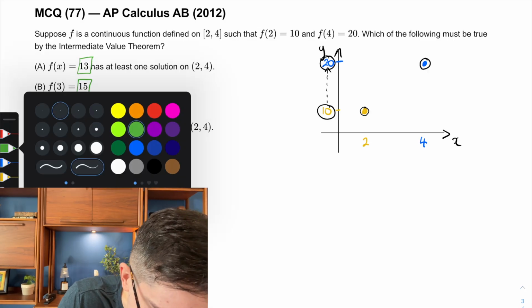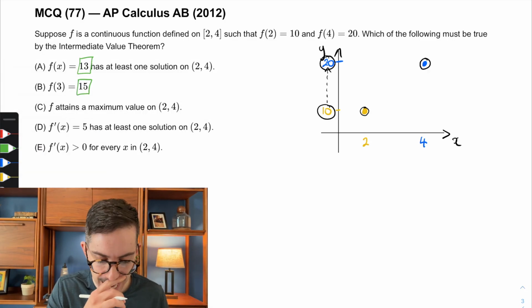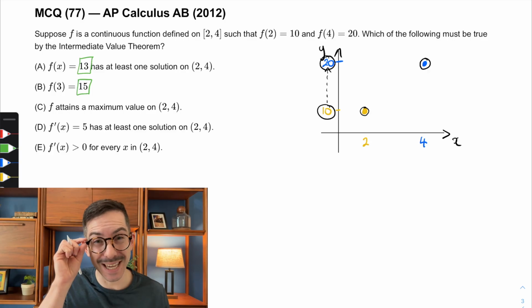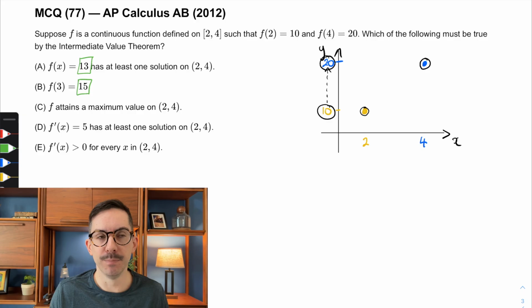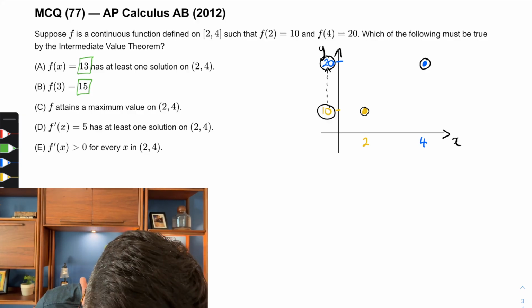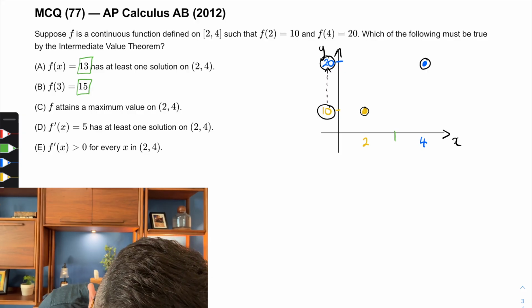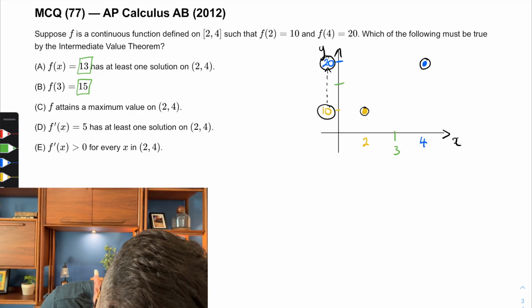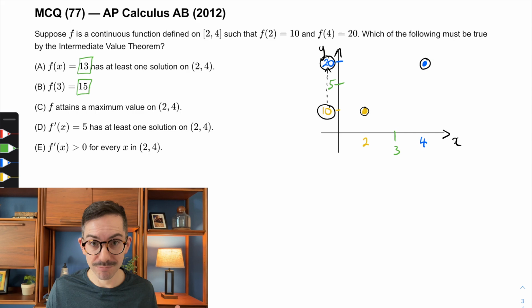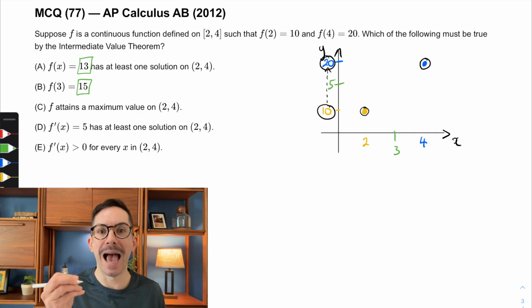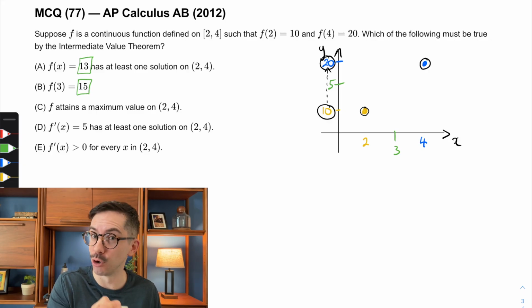So let's look at B. B says that f of 3 is supposed to be 15. Is that the case? Does that need to be true about this function because of the intermediate value theorem? Well, no. First of all, that is not what the conclusion of the intermediate value theorem looks like. It doesn't tell you anything for sure. It just tells you that something has to happen. It doesn't tell you what that thing that's going to happen is concretely.